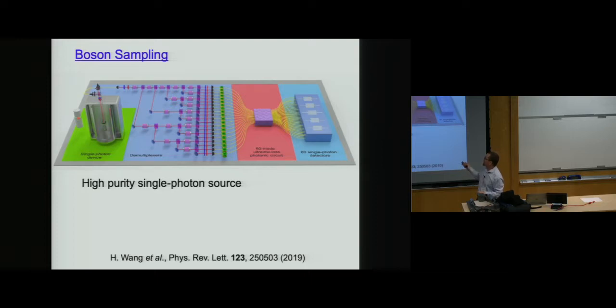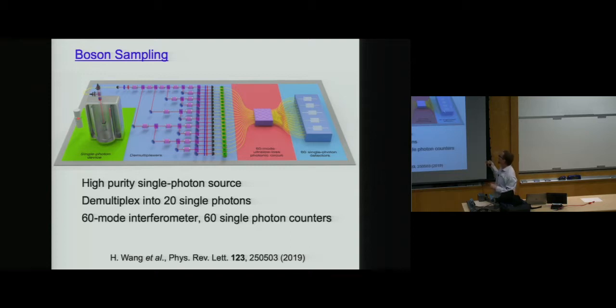And then you demultiplex them. For people who know some optics here, each one of these things is a Pockels cell, right? And timing this and getting it all to go is quite an endeavor. So you take this stream of photons and you demultiplex it into 20 parallel photons. And then you couple it into this interferometer that's got 20 input modes and 60 output modes. And these 60 output modes are superconducting nanowire detectors that have to be maintained at cryogenic temperature. So you've got 60 of those.